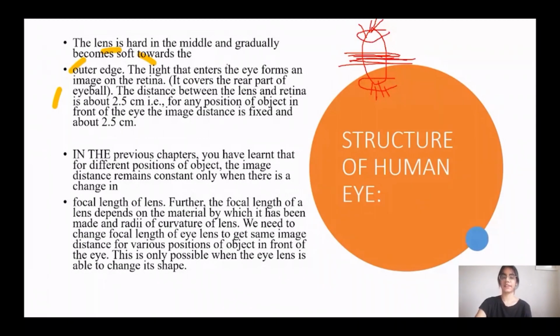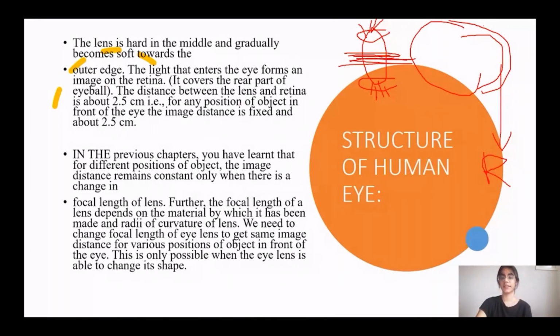The light that enters the eye will form the image on the retina. So this is your eye, and behind your eye there is this screen, and this screen is your retina, and here is where the image is formed.